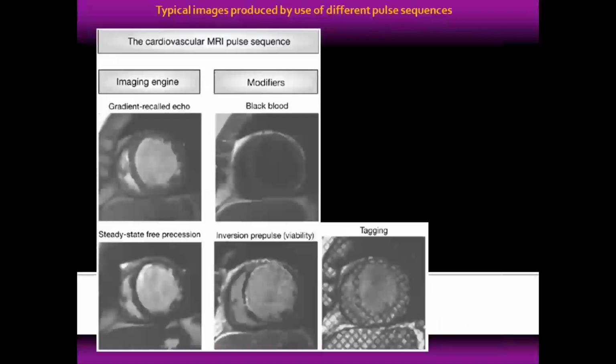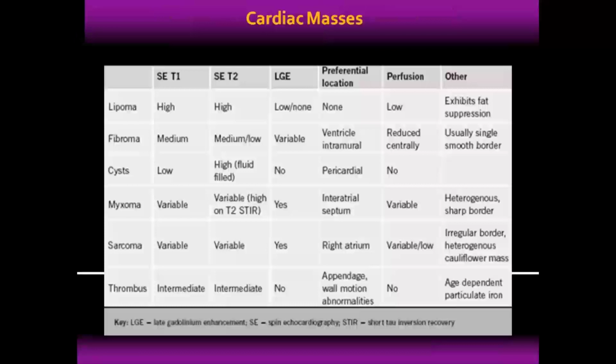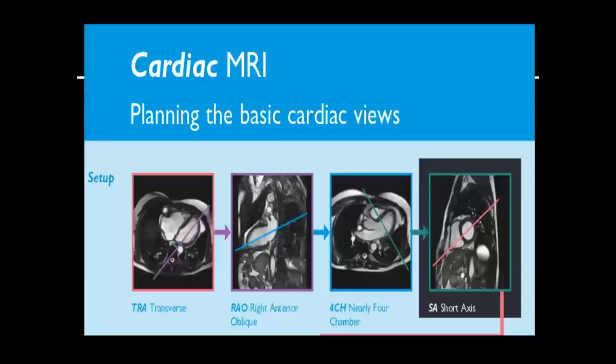This is an example of different pulse sequences of the same short axis of the heart, and you can appreciate how it is different using different pulse sequences. For example, if you have a cardiac mass, this is the table that you refer to after you do the cardiac MRI. If you have lipoma, fibroma, myxoma, or thrombus, they will behave differently in MRI, and that will give you the basis of tissue characterization. Again, MRI does cardiac tissue characterization, but not histopathology. So this is the first reason why MRI is attractive, because it has the pulse sequences.